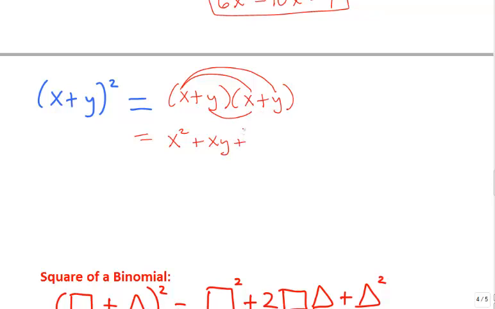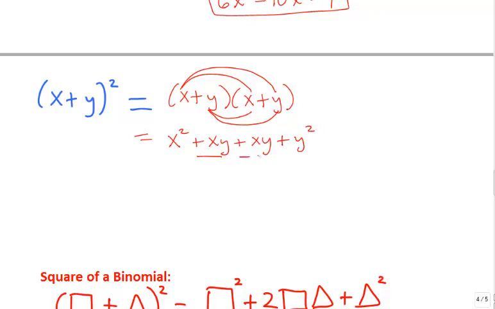Now remember that y times x is the same as x times y because of the commutative property of multiplication. The order that you multiply two things in doesn't matter. So instead of writing this as yx, I'm going to rewrite it as xy so that it has the same form as the other middle term that I already have, and it'll be easier for me to combine these when I go to simplify later on. And then finally, don't forget your last times last, y times y would be y squared.